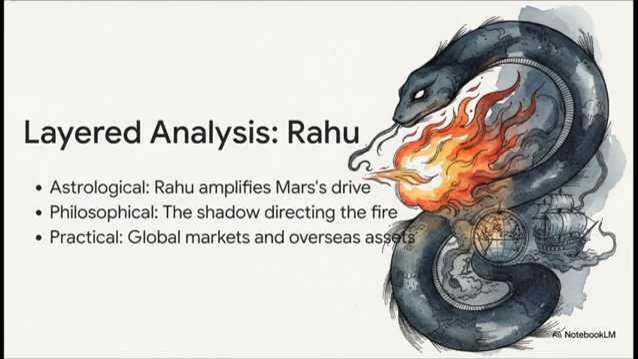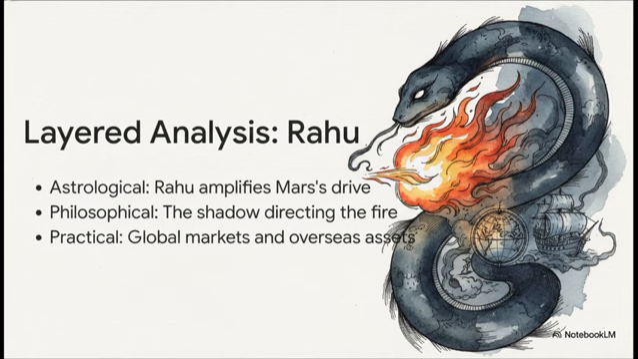Astrologically, Rahu acts as a giant amplifier. When it associates with Mars, it takes Mars's natural raw ambition and multiplies it tenfold. Philosophically, this period really tests the native's ability to handle sudden expansion. The shadow is directing the fire. Can the individual maintain their ethics and stability when they're suddenly presented with massive growth? Practically speaking, those ancient terms like foreign journeys and gain of land often manifest today as, say, international corporate assignments, navigating global markets, or making major overseas real estate acquisitions.